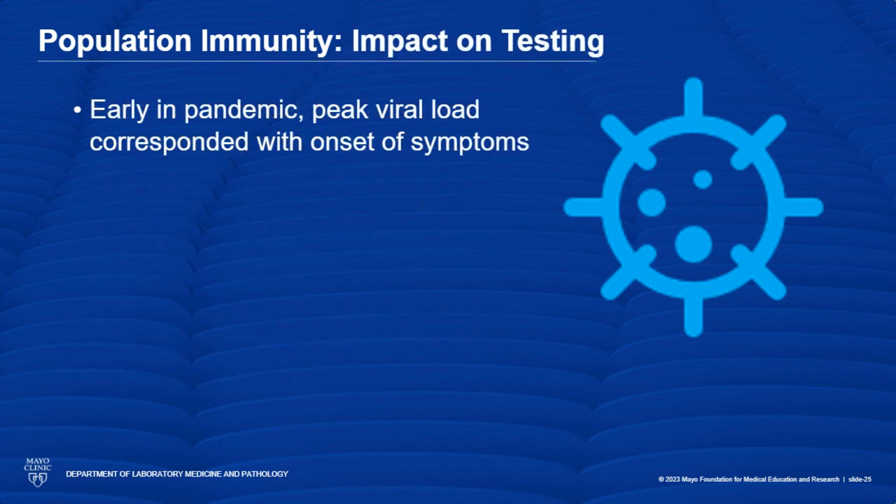So early in the pandemic, we knew that the peak viral load generally corresponded with an individual's onset of symptoms. So if a patient presented with a respiratory illness, that was typically when you wanted to test and when you had the highest chance of detecting an infection.